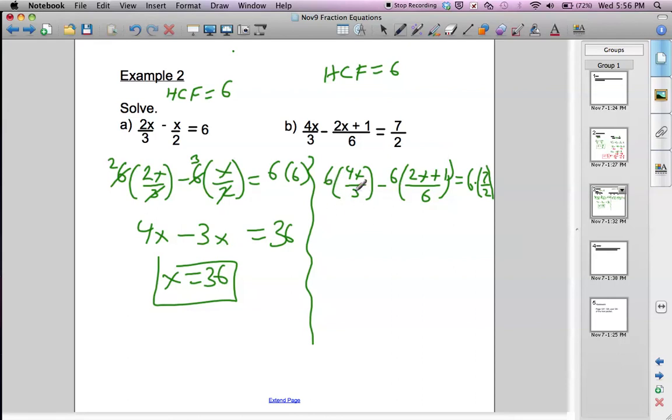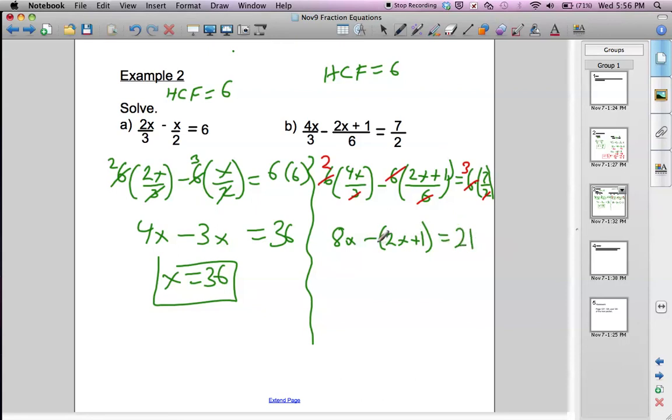Here we have 6 and 3 will cancel and get you 2. Here the 6's just cancel. Here 6 and 2 will divide and get you 3. So here we're going to have 2 times 4x, which is 8x. Here everything cancels, so it's going to be just minus 2x plus 3. Here we've got 3 times 7 is 21.